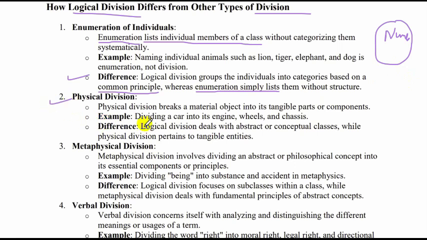Physical division. Physical division breaks a material object into its tangible parts or components. Example, cycle into tires, handles, and so on. Example, dividing a car into its engine, wheels, and chassis. Difference, in logical division, it deals with the abstract or conceptual classes, while physical division pertains to tangible entities. So when we are dividing lions, tigers, we are doing it in an abstract or conceptual class. It is not a physical division.